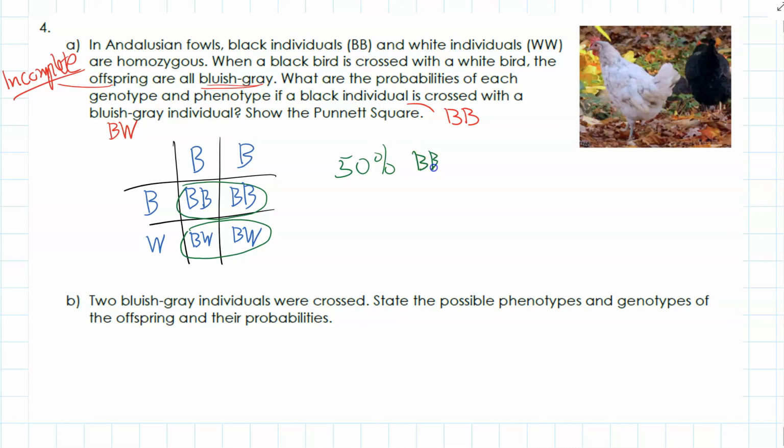50% BB, black, 50% BW and grey chickens.